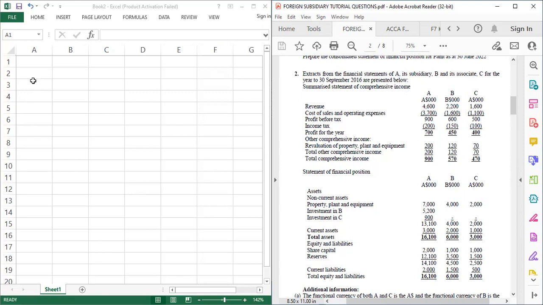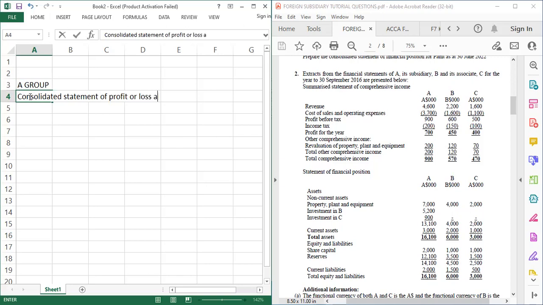Let's take the first one. A group consolidated statement of profit or loss and other comprehensive income. So let's take the figures now.